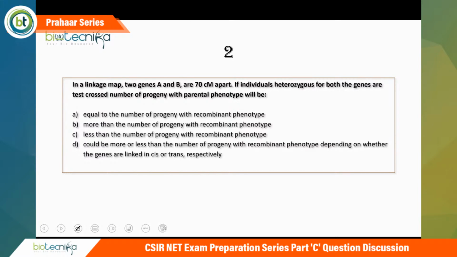equal to the number of recombinant phenotype, more than the number of recombinant phenotype, less than the number of recombinant phenotype, or could be more or less than the number of the recombinant phenotype, depending on whether the genes are linked in trans or cis respectively.